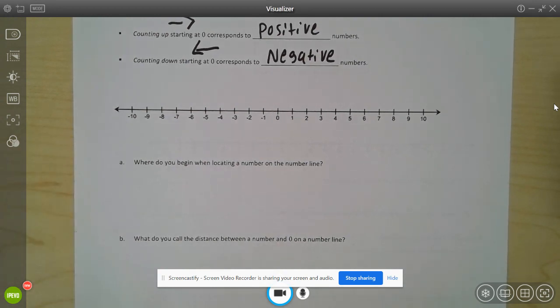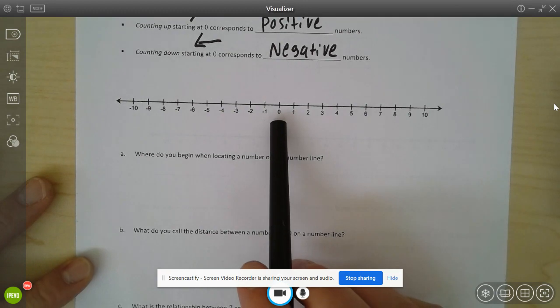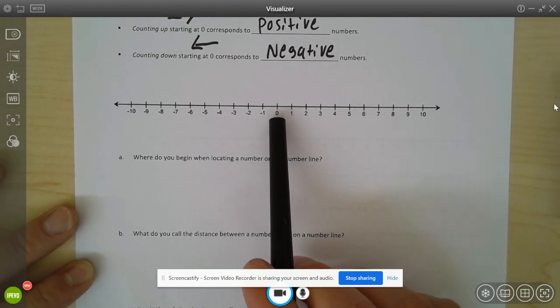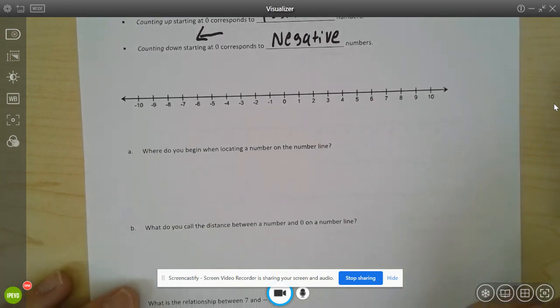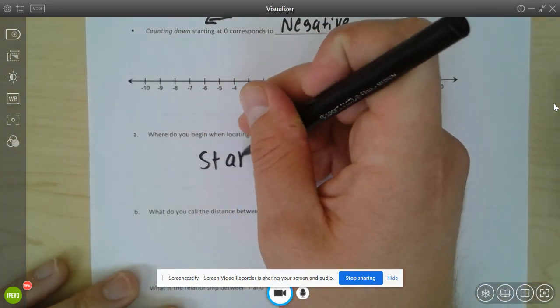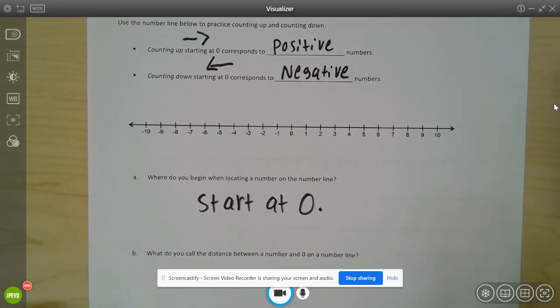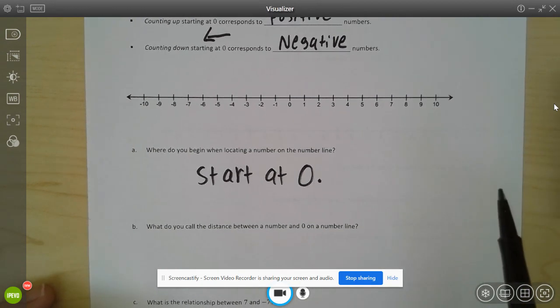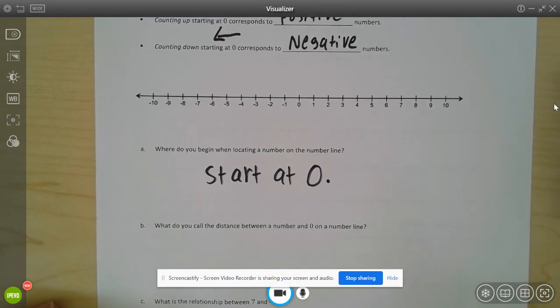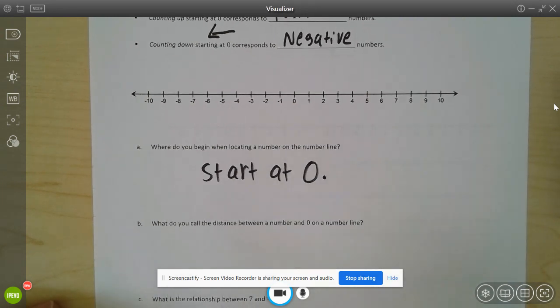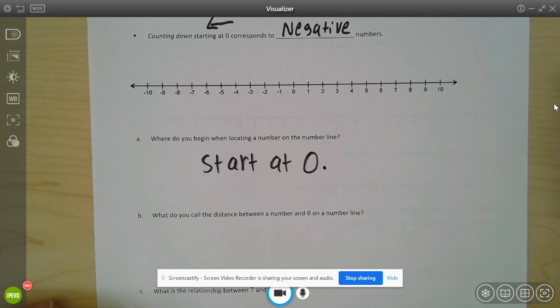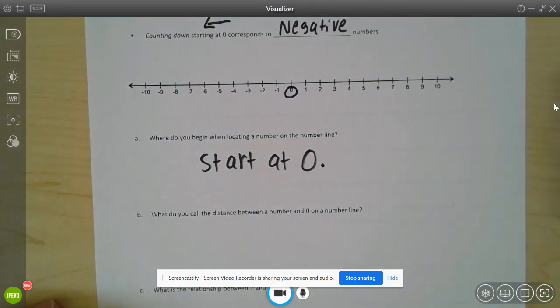A says, where do you begin when locating a number on the number line? Well, if I was going to locate a number on the number line, I would always begin right in the middle at 0, right? So whenever we're using a number line, we always start at 0. Then if we're talking about a positive number, we go to the right and count up. If we're talking about a negative number, we're counting down and going to the left. But we're always going to start at 0 when using a number line.